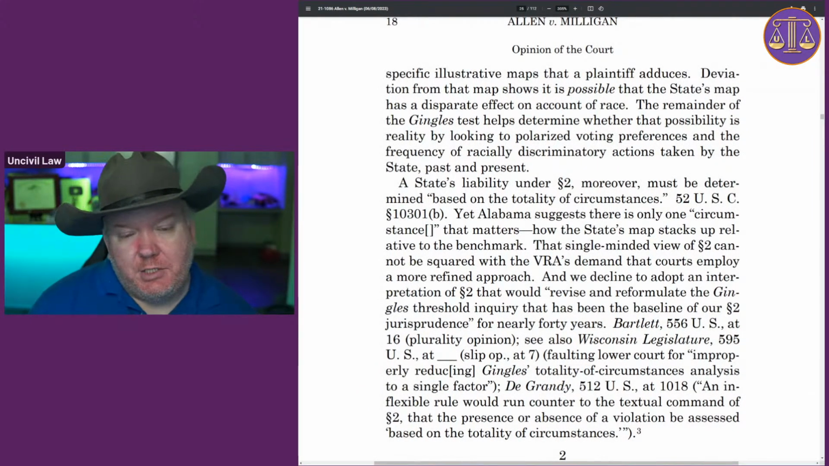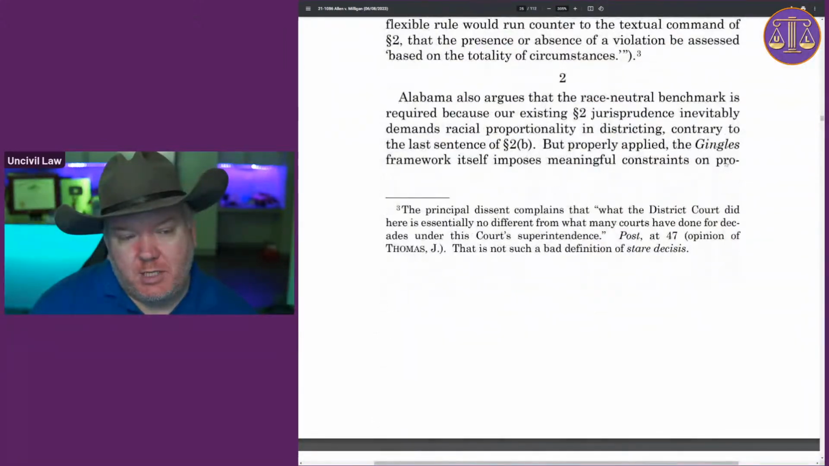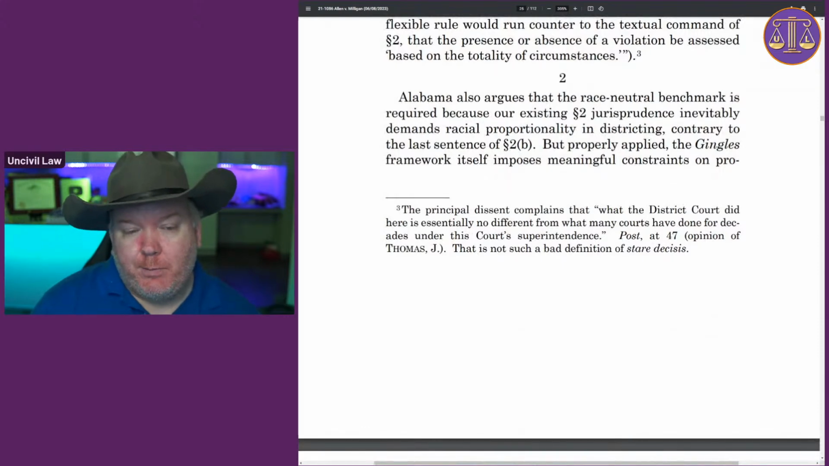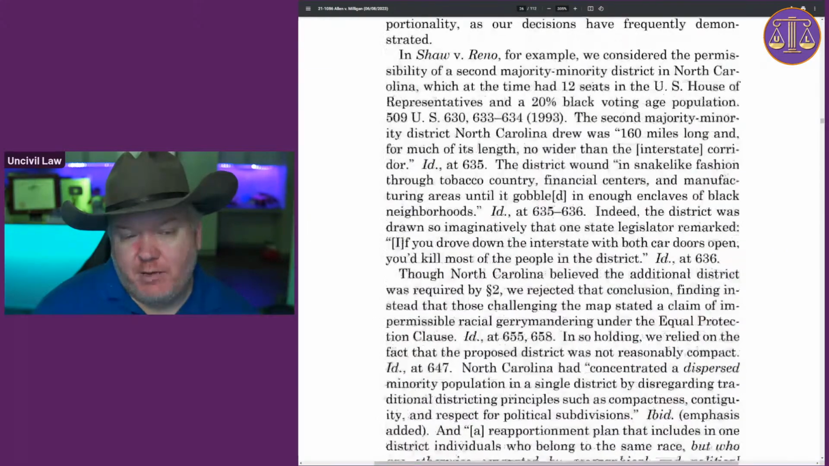A state's liability under Section 2, moreover, must be determined based on the totality of circumstances. Okay, we read that section. Alabama also argues that a race-neutral benchmark is required because our existing jurisprudence inevitably demands racial proportionality in districting, contrary to the last sentence of Section 2. But properly applied, the framework itself imposes meaningful constraints on proportionality, as our decisions have frequently demonstrated.